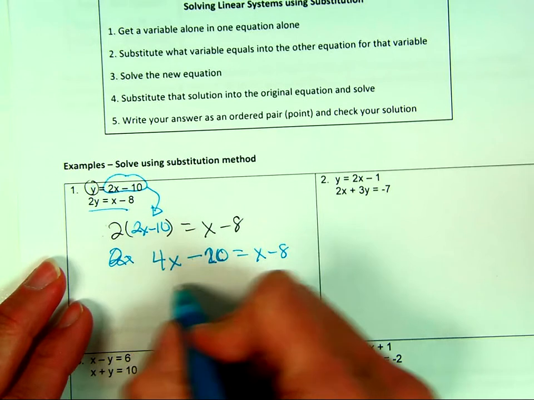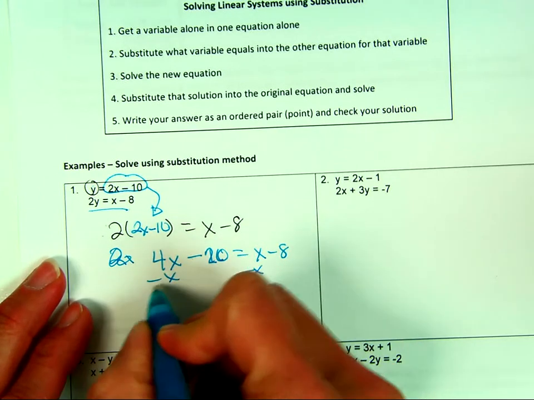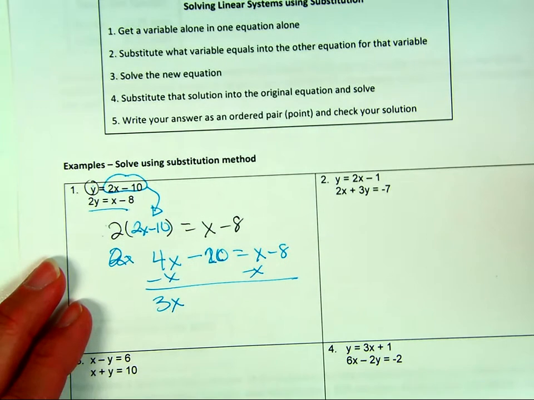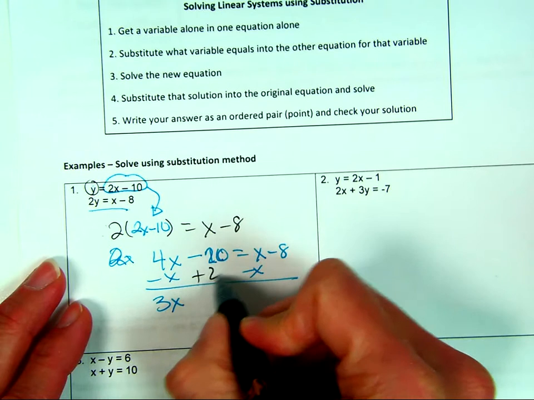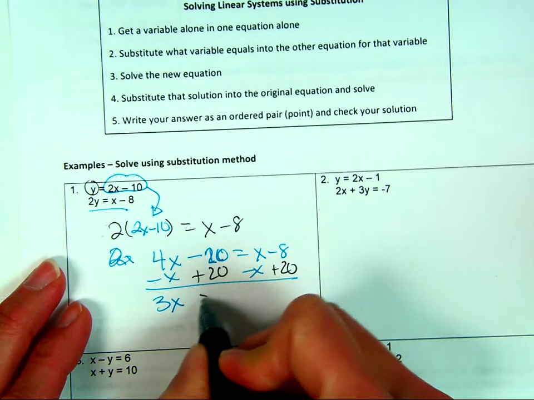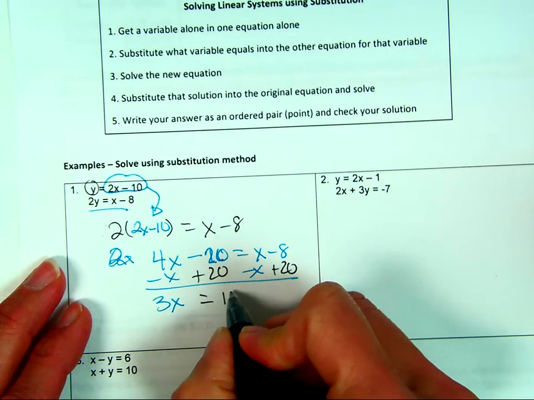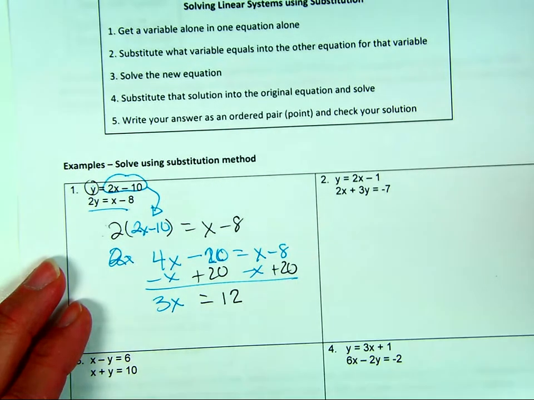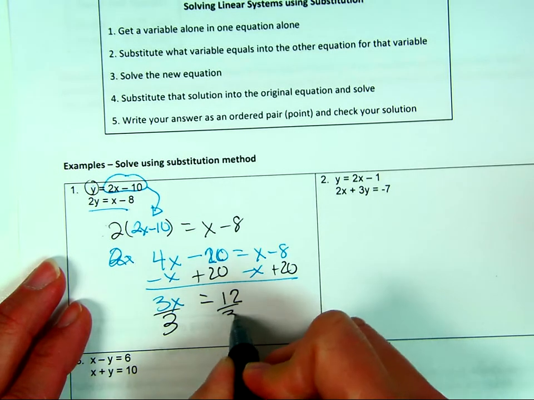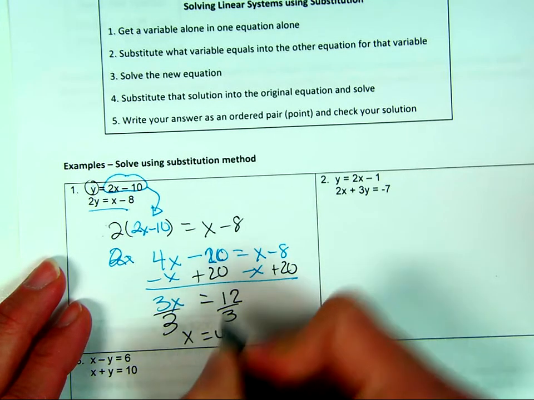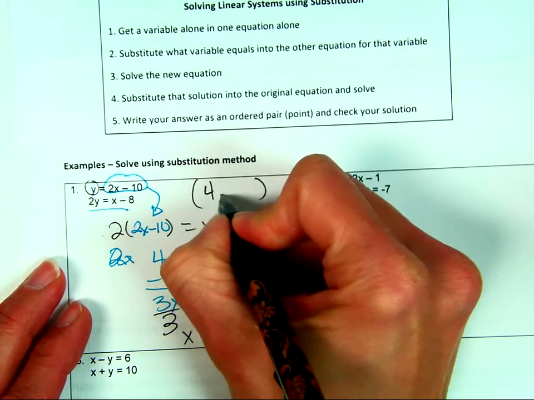So I'm going to subtract x on both sides. I get 3x. I'm going to add 20 to both sides, and I'm going to get 12. 20 minus 8 is 12. I'm going to divide both sides by 3, and now I know what my x is. My x is 4.